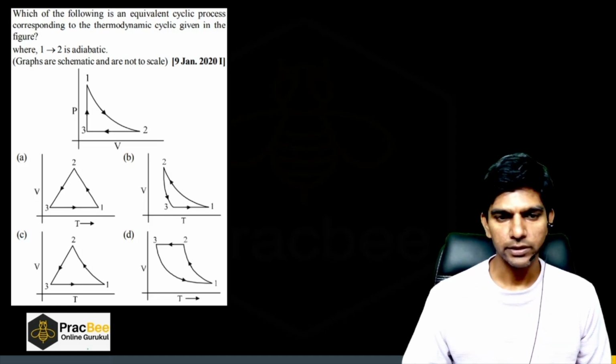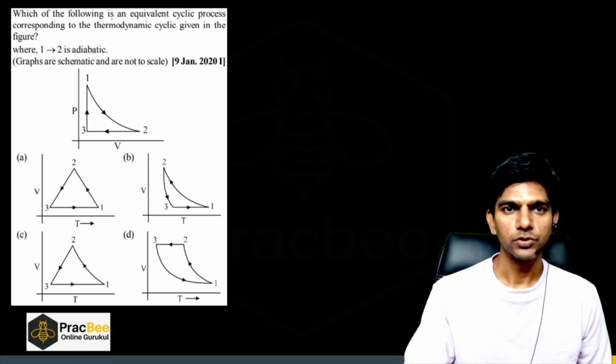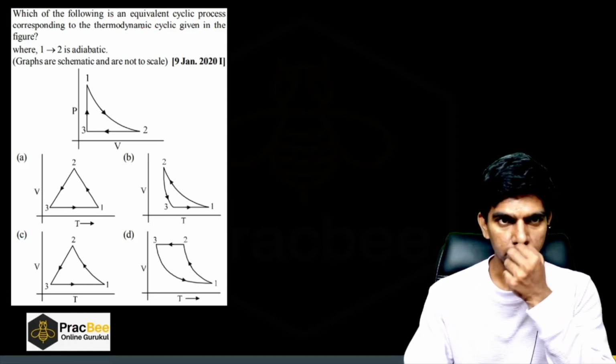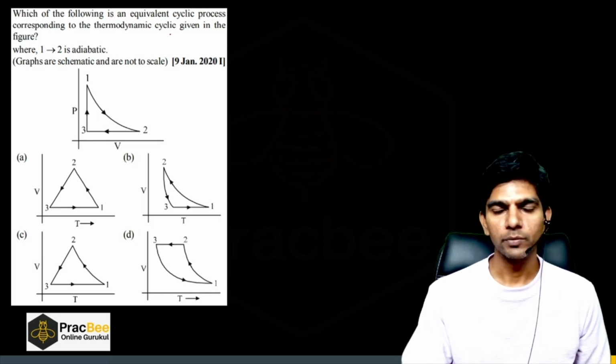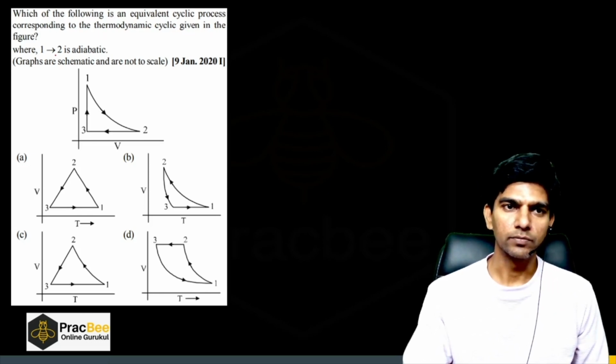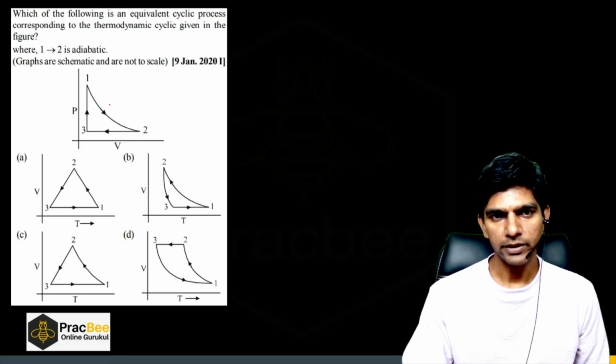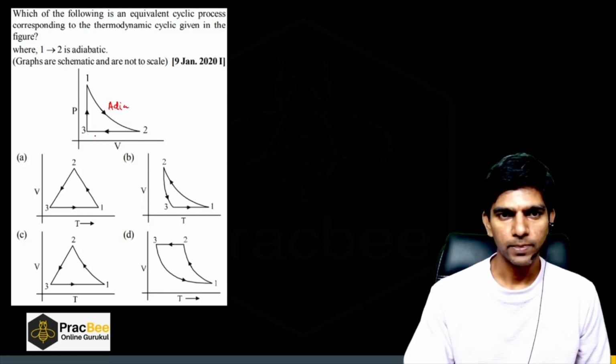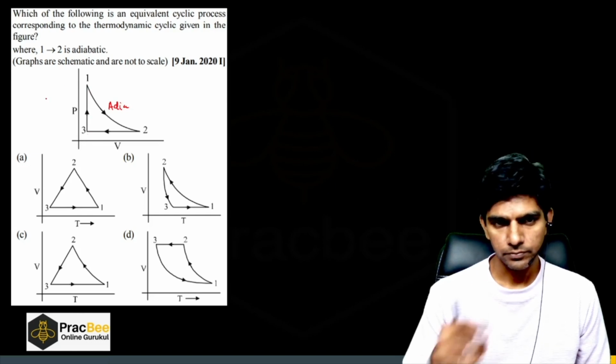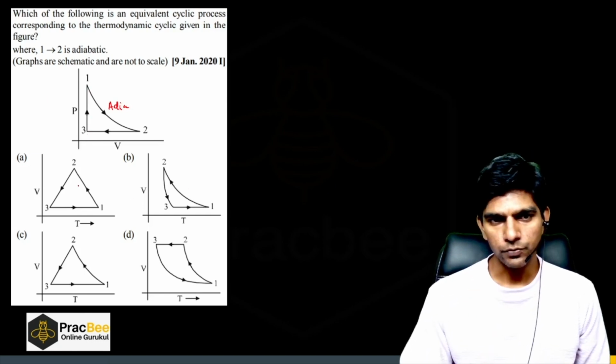Right. So let us see one more case. Here, which of the following is an equivalent cyclic process corresponding to the thermodynamic cycle given in the figure? So we have a closed cyclic process, and 1 to 2 is an adiabatic process. And clearly 2 to 3 is an isobaric process, and 3 to 1 is an isochoric process. Now we have to see which of the following VT graphs is correct.